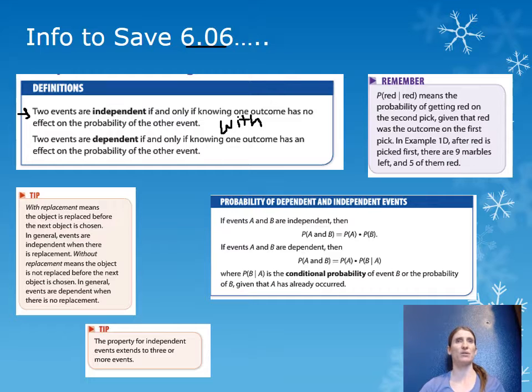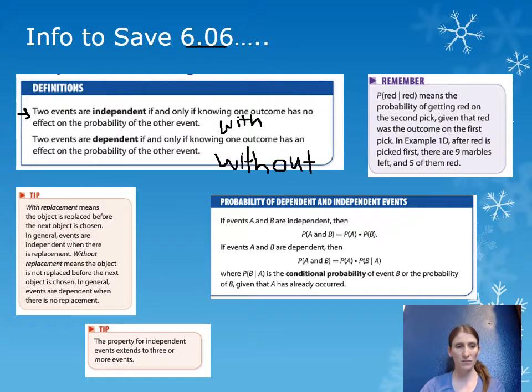Like, for example, if I'm flipping a coin and rolling a dice, what I get on the coin is not going to matter to what happens to the dice. They're completely different objects. Okay, dependent means that what happens in the first event is going to depend on what happens in the second event. So I would say that this one was without. And usually on these ones they're going to say without, like on the one with the magician, it said that they stood behind the curtain.